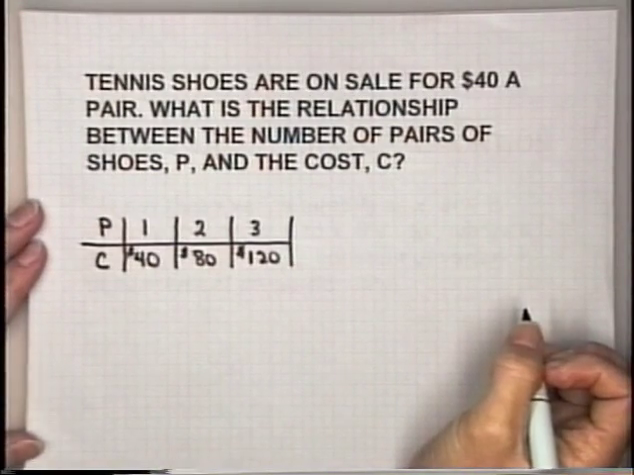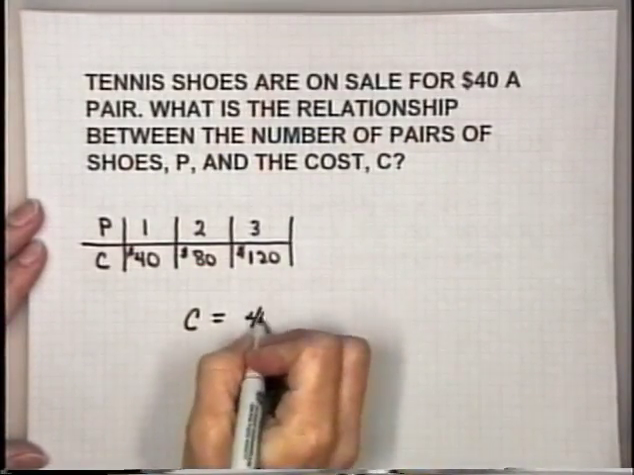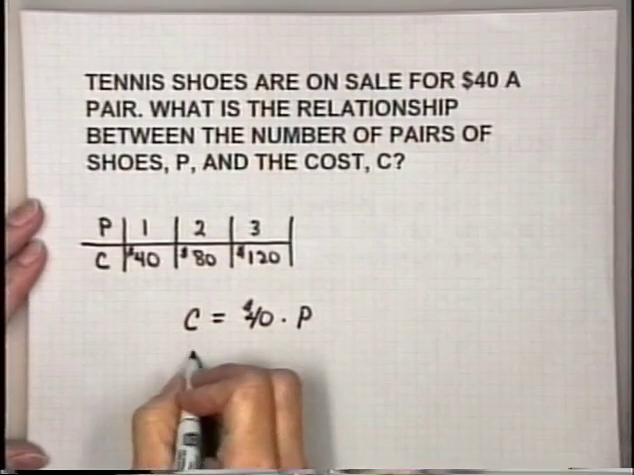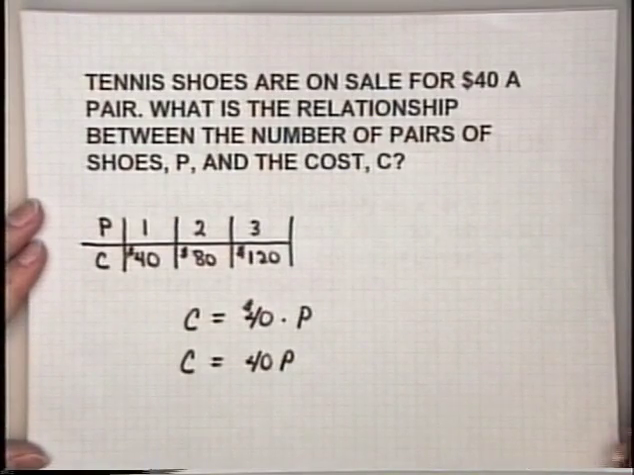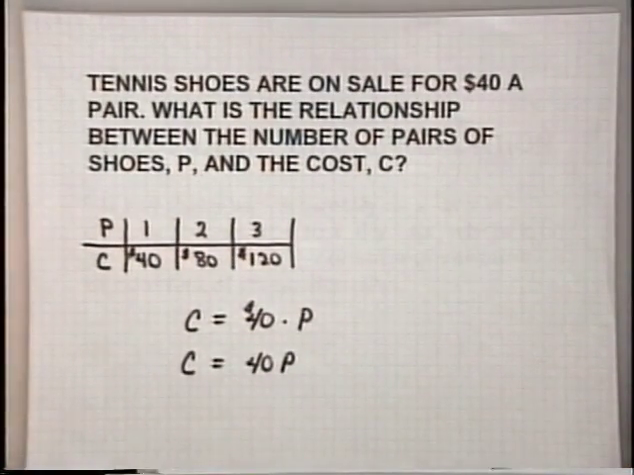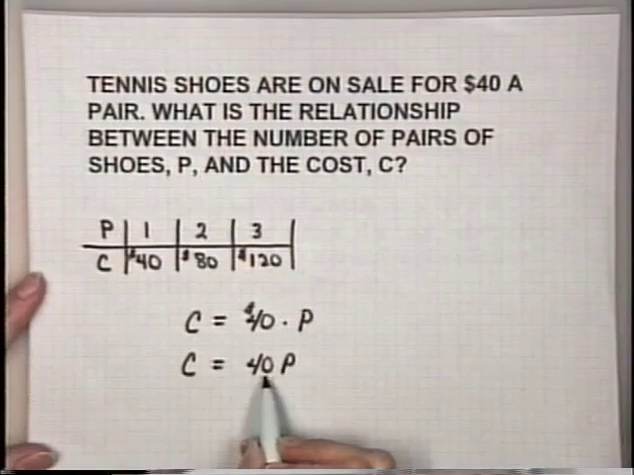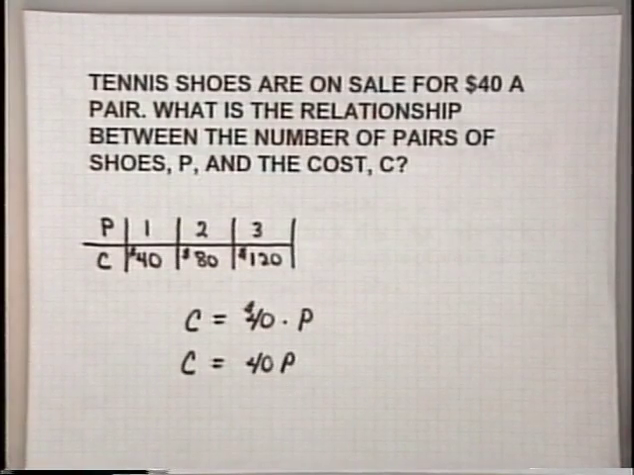If we were to write an equation relating the cost and the number of pairs of shoes, our cost is going to equal $40 times the number of pairs of shoes. And of course, in algebra, when we write multiplication, we don't put that dot in there, we just write 40p. I'm going to leave that dollar sign off because we're just going to understand that the dollar sign is there. So what we have here is that the cost is a multiple of the number of pairs of shoes. It is a simple number times the number of pairs of shoes.